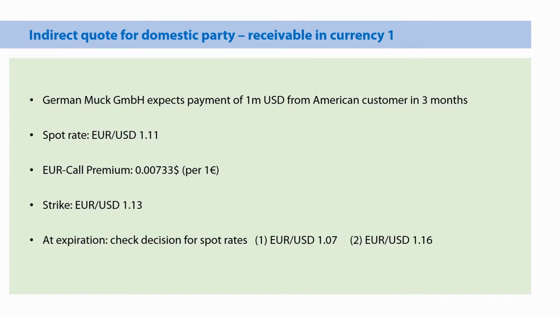And for practice, we should check out at expiration the decision situation for 2 different spot rates. One is below the exercise price, the strike price, and one is above the strike price, so that we know what the company would do.